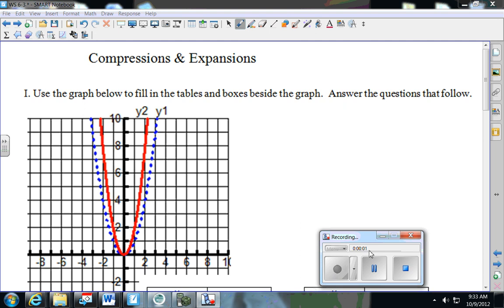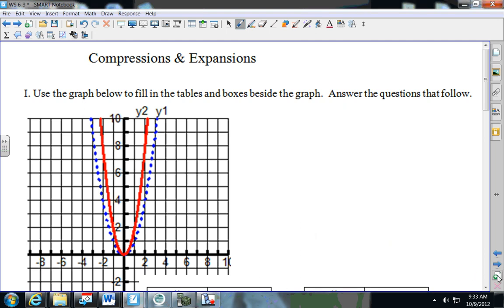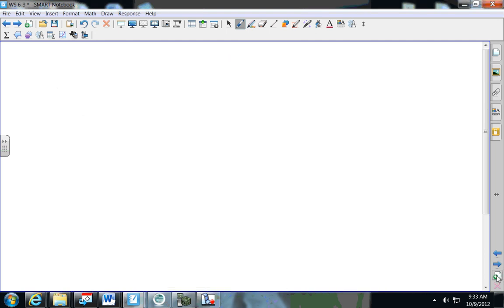Flip your paper to the other side. I want to review and go back over the first things we were doing yesterday. Okay, first off, we've got our x and our y axis, and we had our parabola.